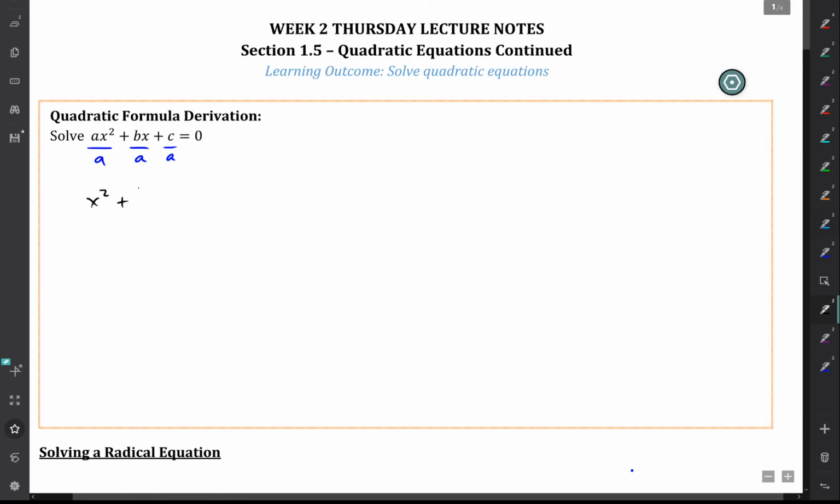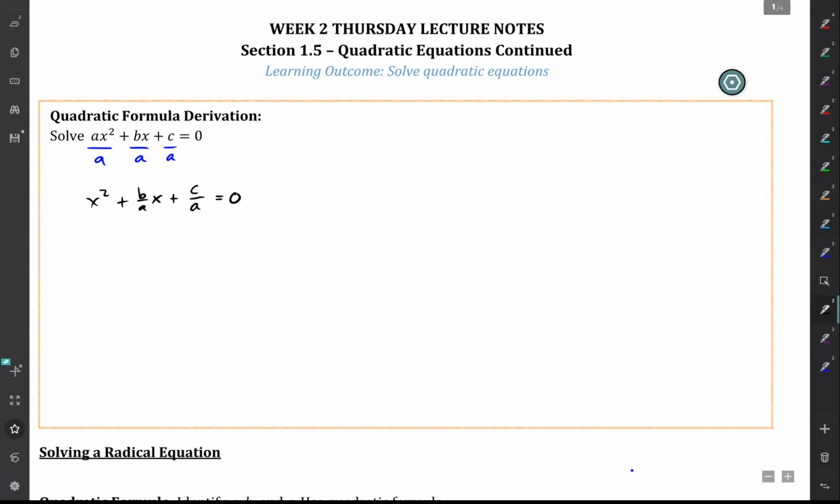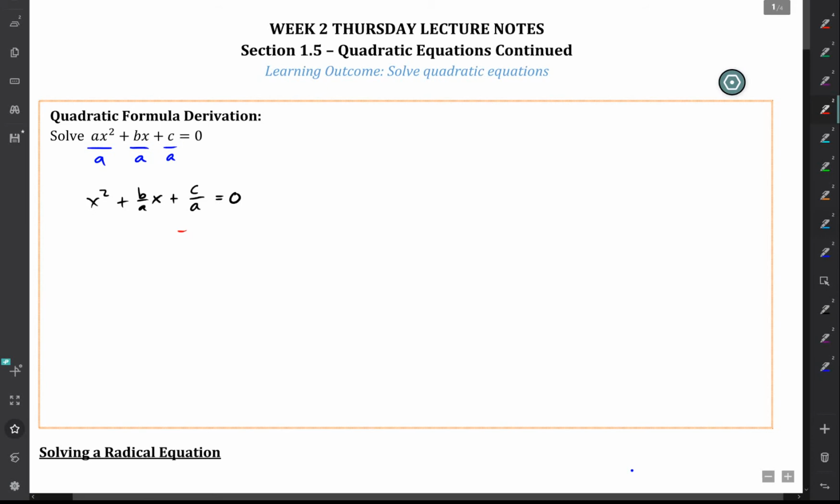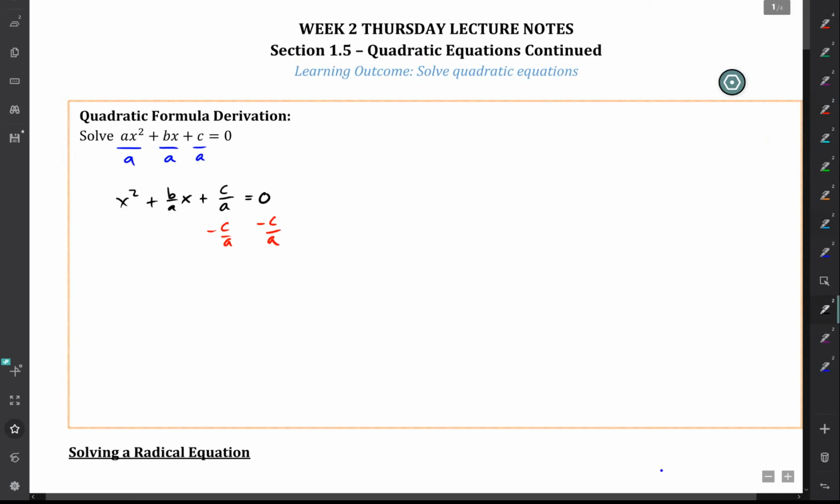So we get x squared plus b over a x plus c over a is equal to 0. And then the next step in completing the square is to move the constant over to the other side. So we need to subtract c over a from both sides. And so we're going to end up with x squared plus b over a x equals negative c over a.